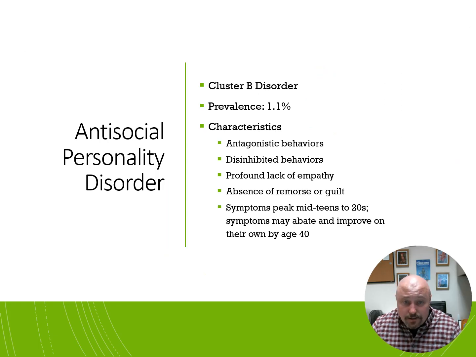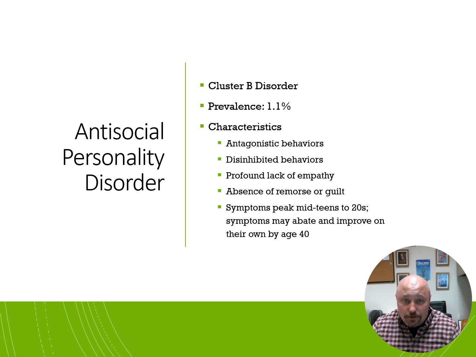Next, we have antisocial personality disorder. This is another cluster B disorder with a prevalence of 1.1%. It has characteristics such as antagonistic behaviors, disinhibited behaviors, profound lack of empathy, and absence of remorse or guilt. Symptoms peak in their mid-teens to 20s, though the symptoms may abate and improve on their own by age 40.